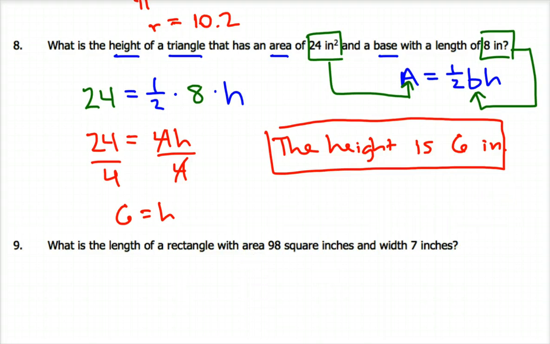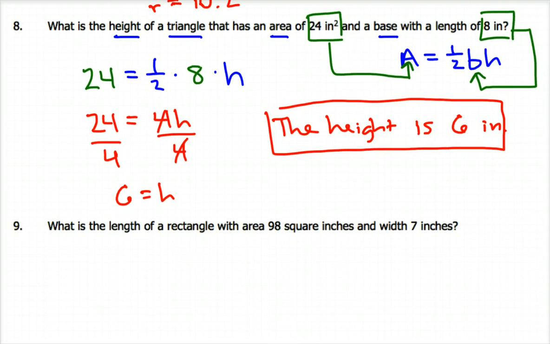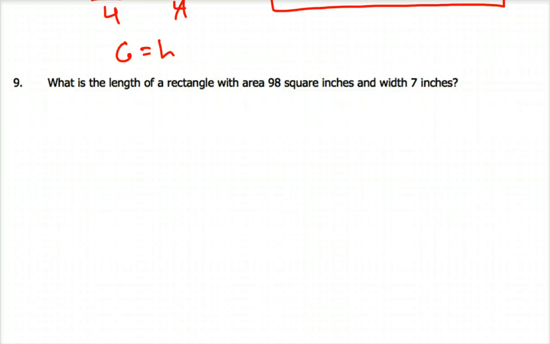Okay, for the last example, I'm trying to find the length of a rectangle with an area of 98 square inches and a width of 7 inches. And so you need to know the formula for area of a rectangle. That would be area equals length times width.